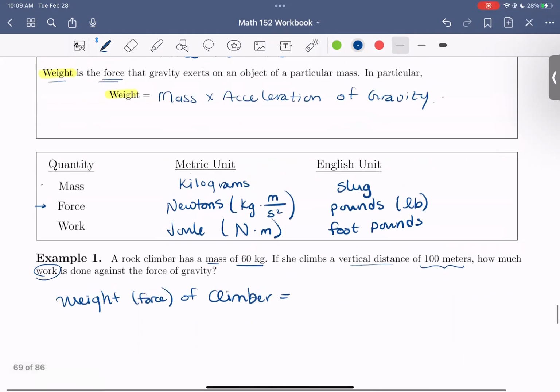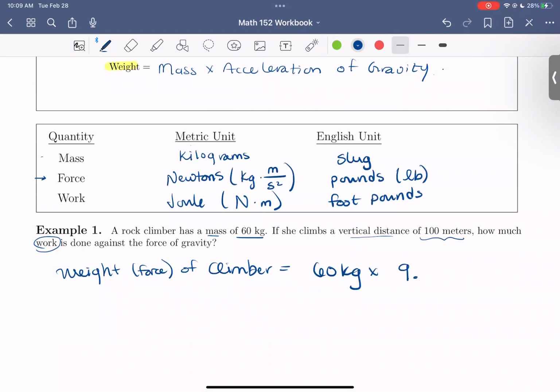So the weight of the climber is going to be her mass, 60 kilograms, times the acceleration of gravity, which is 9.8 meters per second squared. So this number, 9.8 meters per second squared, is a constant. So gravity is a constant force if we assume being on the surface of the Earth. So this is something that I do suggest memorizing for these problems. You can always look it up as well, but it's just helpful to have it in our head so we don't have to start again from the beginning when we're doing problems like this.